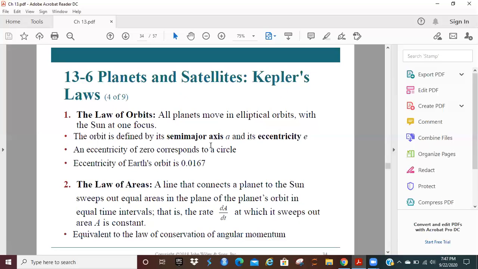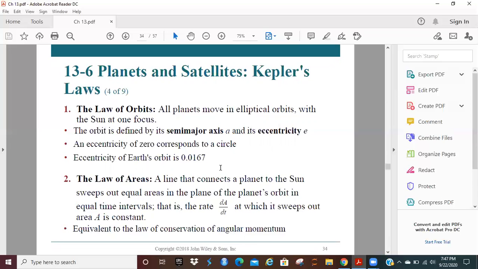Number 2, the law of areas. A line that connects a planet to the sun sweeps out equal areas in the plane of the planet's orbit in equal time intervals. In other words, the rate of change of the area with respect to time at which it sweeps out is going to be constant. It's equivalent to the law of conservation of angular momentum.